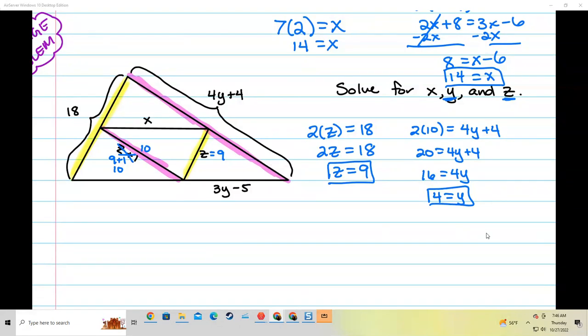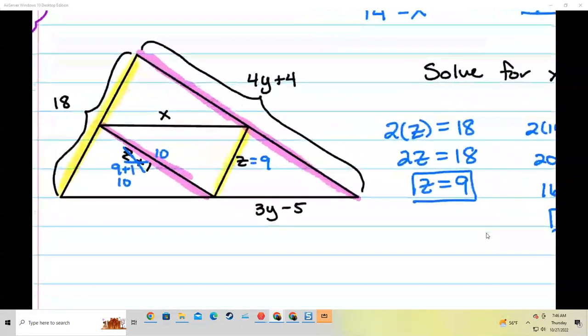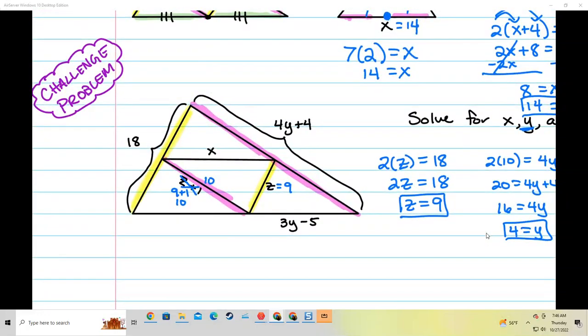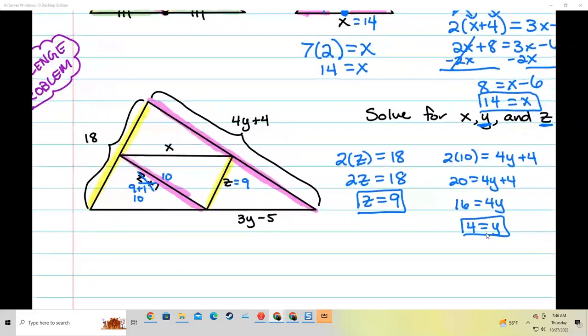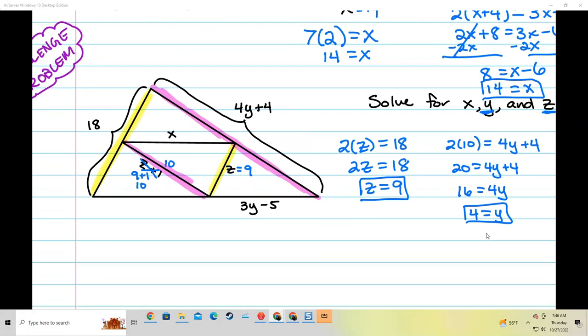All right, and then the last thing we're going to do is try to find the last piece, which means I must be matching up this side with this side. Let's see, what do I know? I know that y is 4, so let me go ahead and write this down here. This is going to be 3 times 4 minus 5, 12 minus 5, which is 7. Now, be careful with this because in this case, we're going backwards, right? If this is 7, then that must mean you have a 7 and a 7, which means the full length is 14. But again, you don't want the full length.